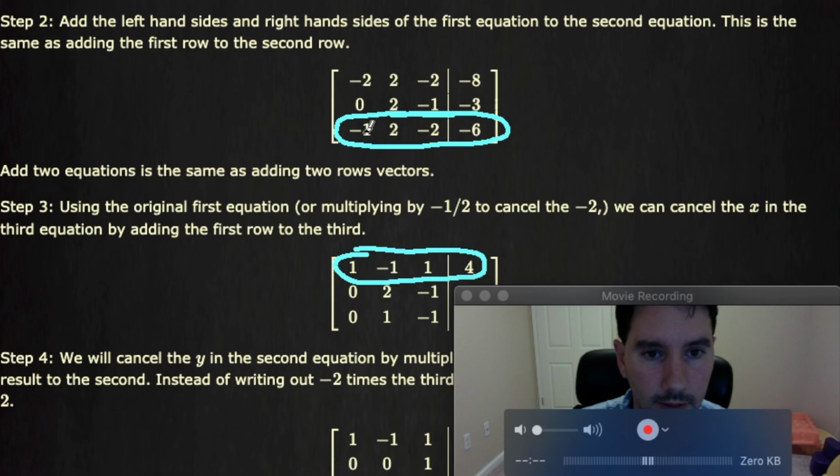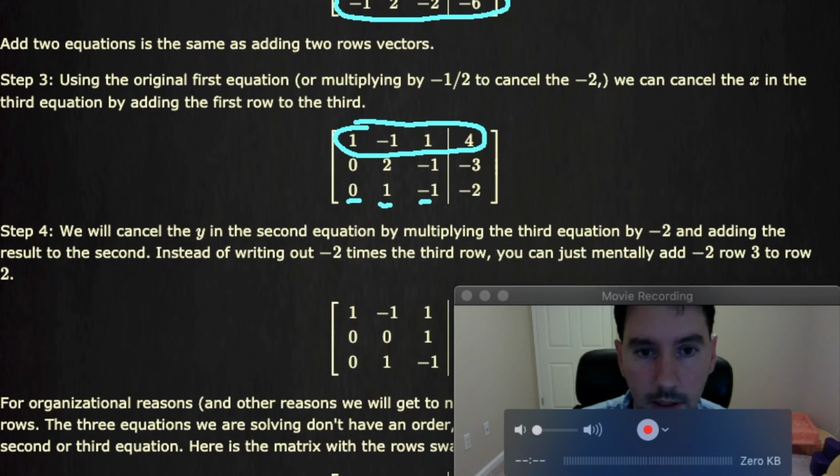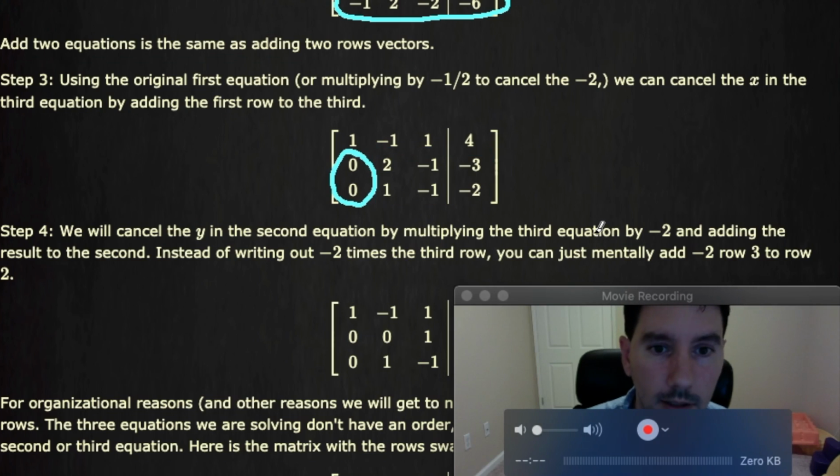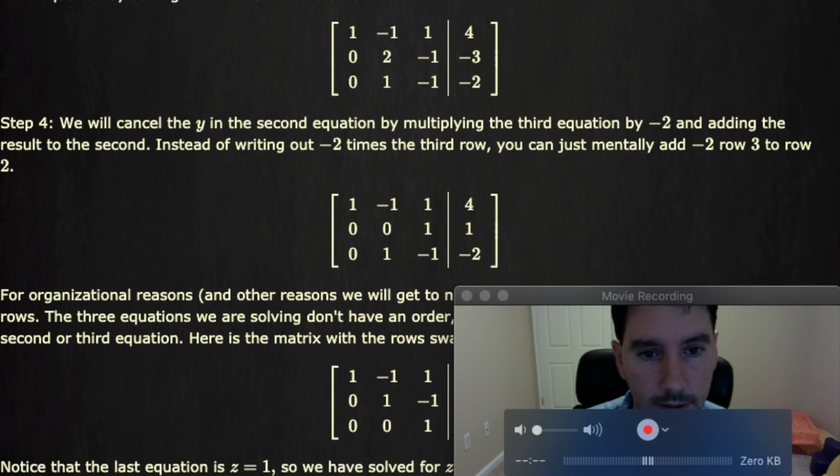So 1x and negative 1x is 0, 2 and negative 1 is 1, negative 2 and 1 is negative 1, and negative 6 and 4 is negative 2. So we've eliminated the x's from the last two equations, and now we have two equations and two unknowns, if we ignore the first row. And now we're going to use the last two rows to solve the two equations and two unknowns.